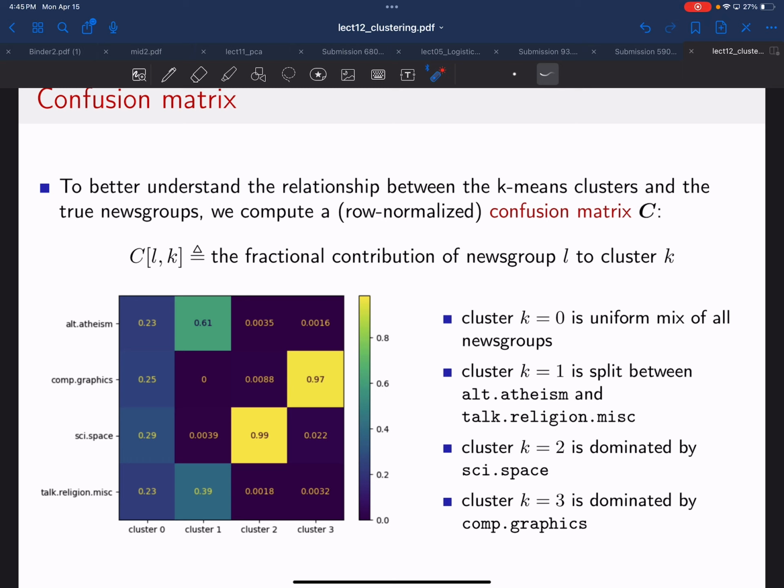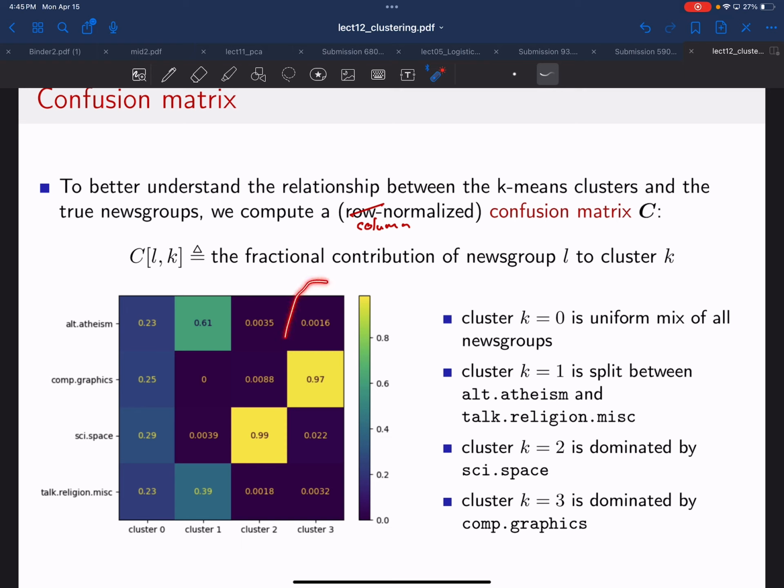Let me see, actually the columns might be normalized. Yes, I changed the code last time, but I didn't change this. It's column normalized. Okay, so that means for each of these clusters, we can see the spread across the true classes.